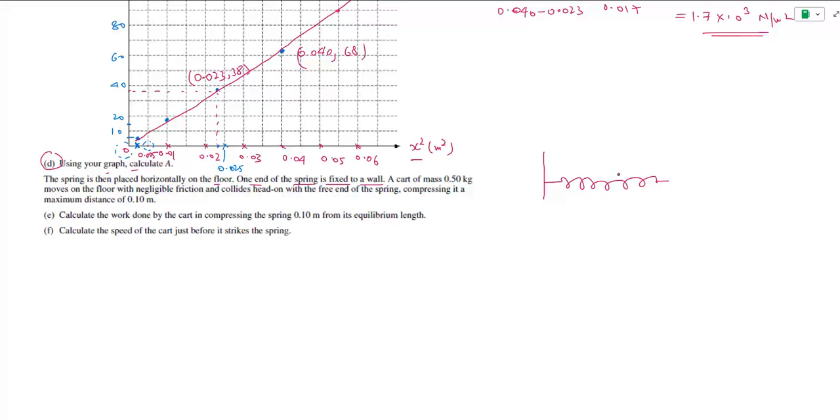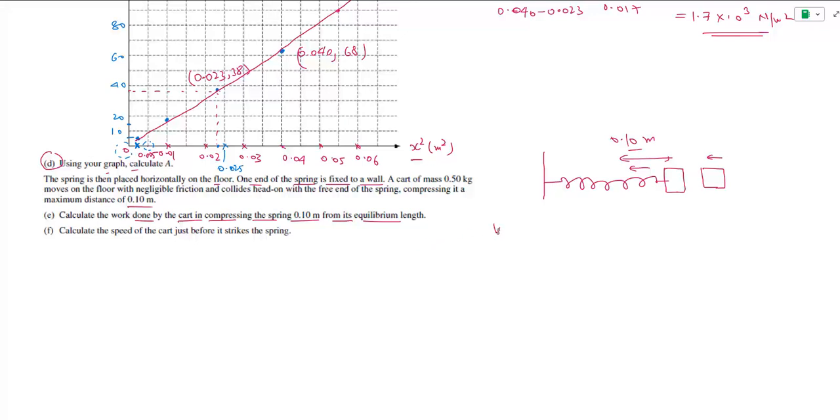A cart of mass half kilogram moves on the floor with negligible friction and collides head-on with the free end of the spring. A block of half kilogram is coming from this side and colliding with the spring and hence compressing the spring up to a distance of 0.10 meters. Calculate the work done by the cart in compressing the spring from its equilibrium length.